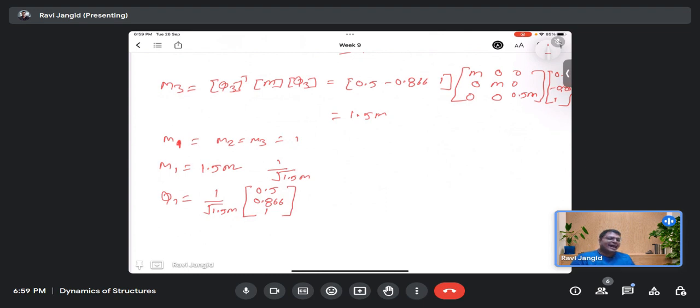If M2 would be, let us suppose, 3m, then we need to divide phi 2 by the square root of 3m. Same kind of thing, if my M3 would be 5m, then we need to divide it by the square root of 5m. Sir, actually, I'm not getting here.